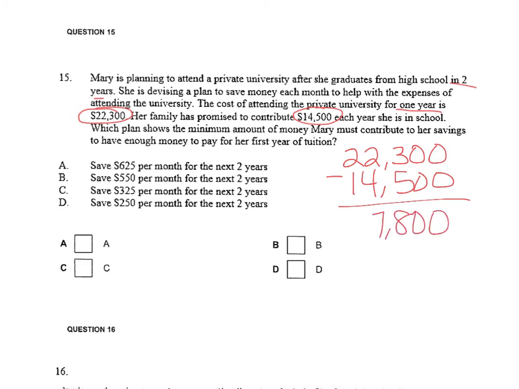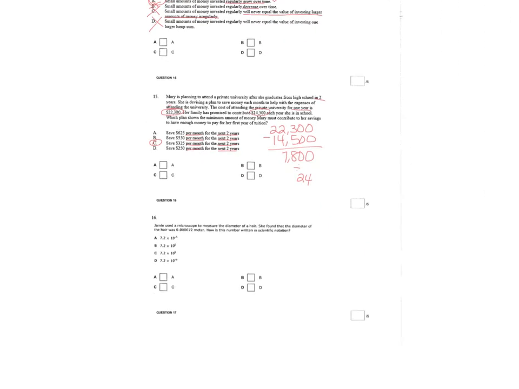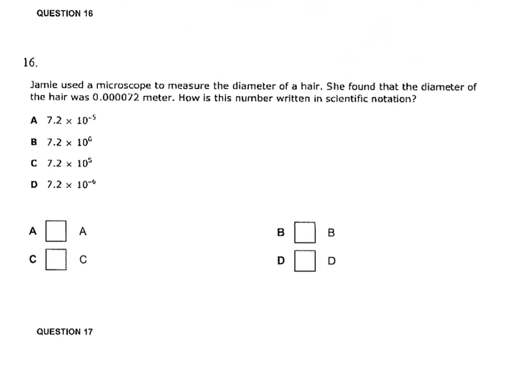The answer choices all say per month for the next 2 years. So we're splitting this up into 2 years, but in months. So if each year has 12 months, then 2 years would have 24 months. So we're dividing that 7,800 by 24, which should be this guy.